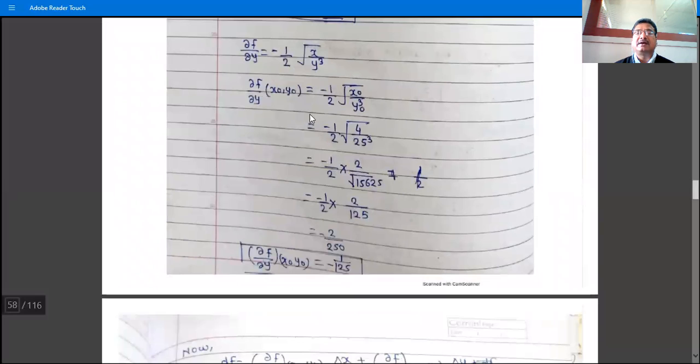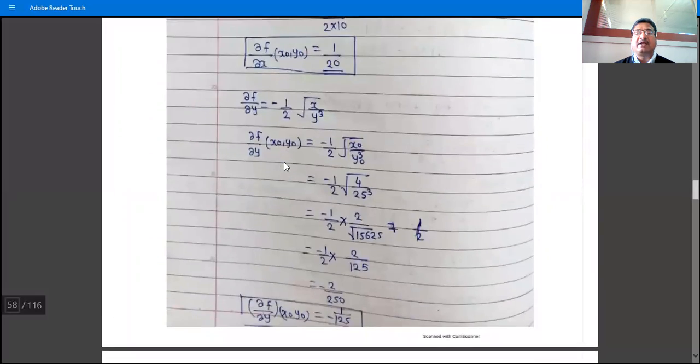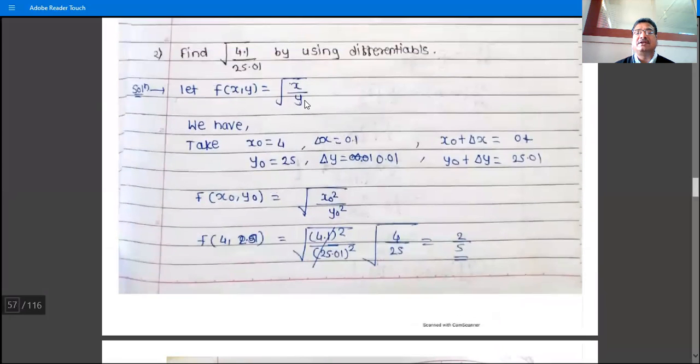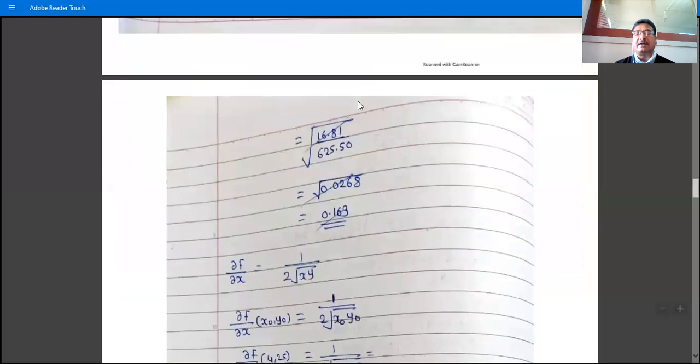So find the correct answer. What is the derivative with respect to y of root x divided by root y? It means root x into y raised to minus half. Root x is constant, and this is not integration, so the derivative of y raised to minus half is minus half y raised to minus half minus 1. That is minus half y raised to minus 3 by 2.